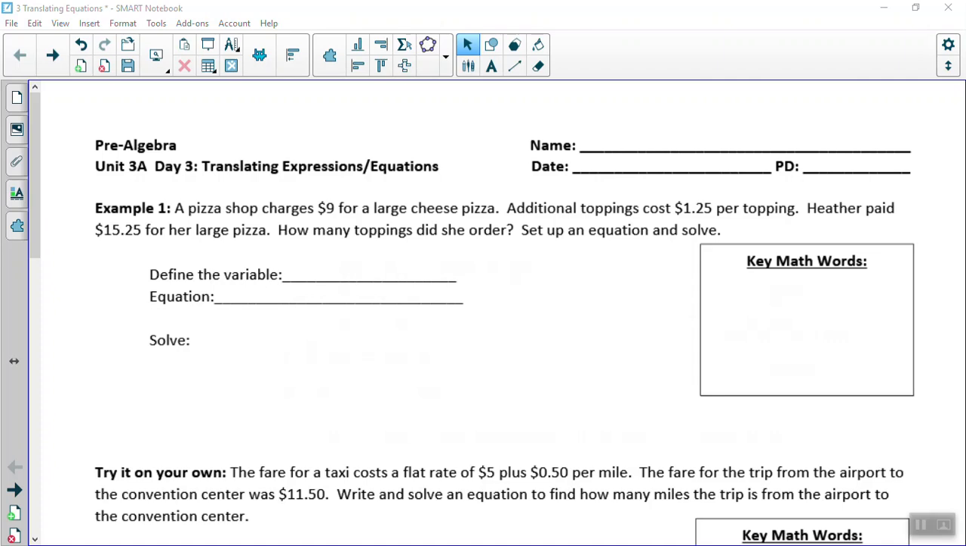Hi everyone, today we'll be talking about translating expressions and equations through real-world problems, so word problems. So let's take a look at our first example. There's a couple different things that we're going to do as we work through these word problems.